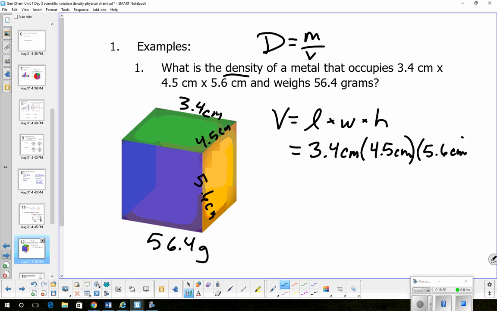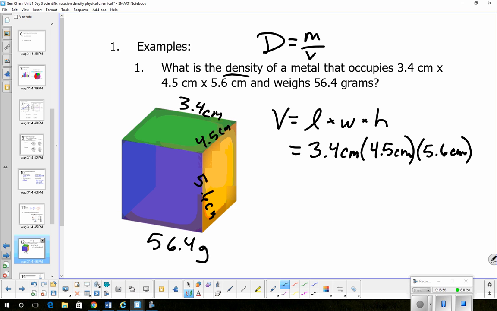Now, how many brought calculators today? Get them out. How many got phones today that have a calculator on them? Get them out. How many don't have either of those? Come borrow a calculator from me real quick. And you just need to make sure you put it back. They're down here. Hopefully I didn't replace the batteries, so if they're not working, come bring them back and put them in a pile on the side.